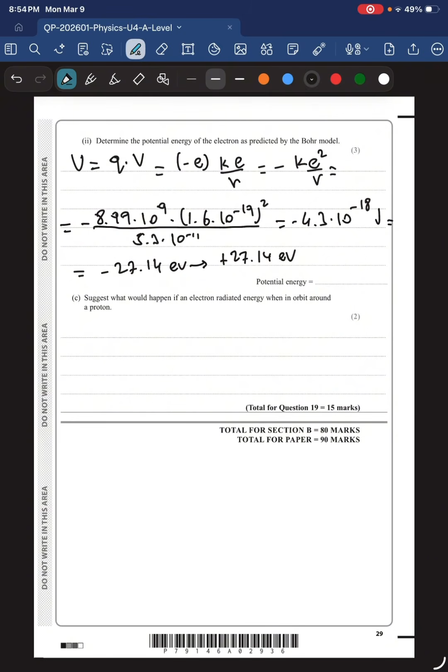Suggest what will happen if an electron radiated energy when in orbit around a proton. If an electron starts radiating energy, it means that it loses energy, so it moves to a lower orbit or it spirals inwards. So KE will decrease. Okay, and then the electron will spiral into the nucleus.